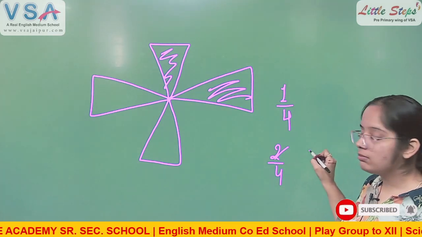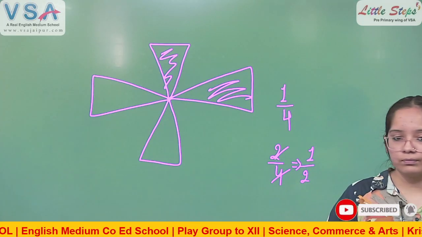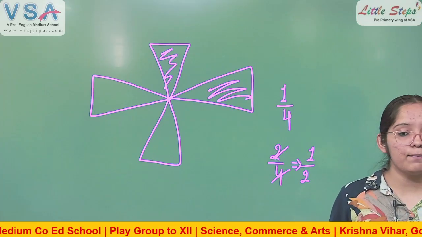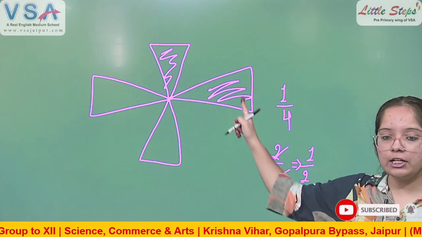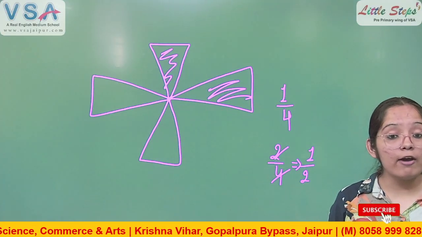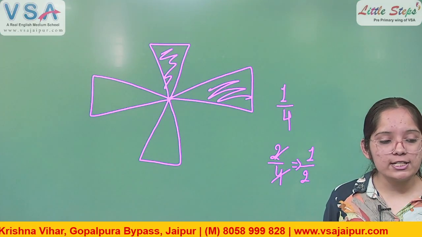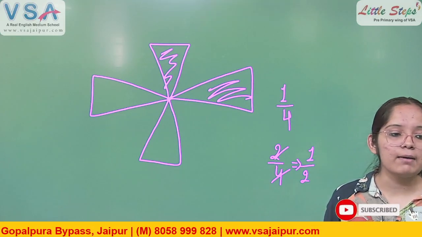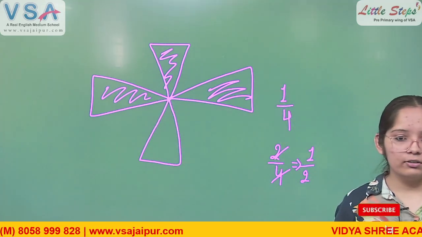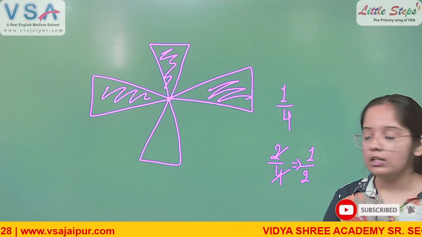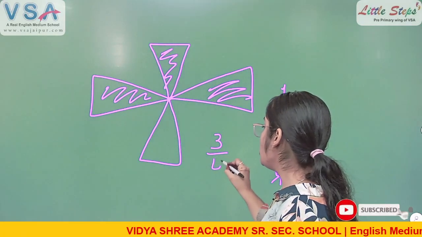2 ones are 2, 2 twos are 4. So this becomes 1 upon 2. 1 upon 2 is half. How many are these? 1, 2 and 3, 4. What is the half of 4? 2. So if we colored 2 out of 4, it is also known as half. If I color 3, what will be the fractional part? 3 upon 4. Very good.